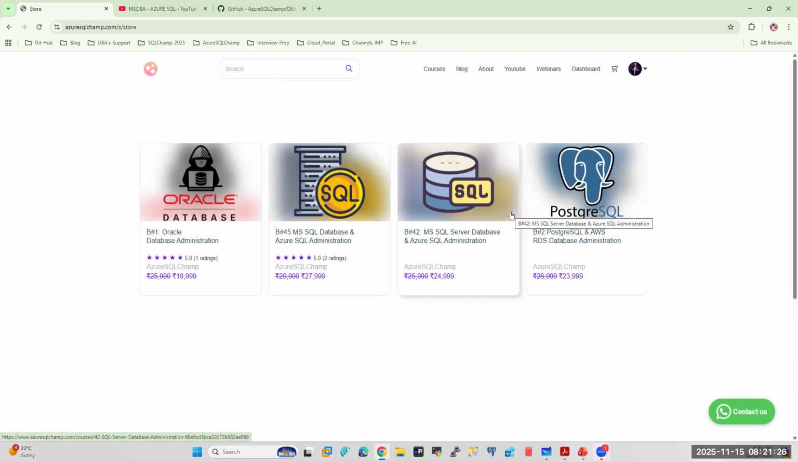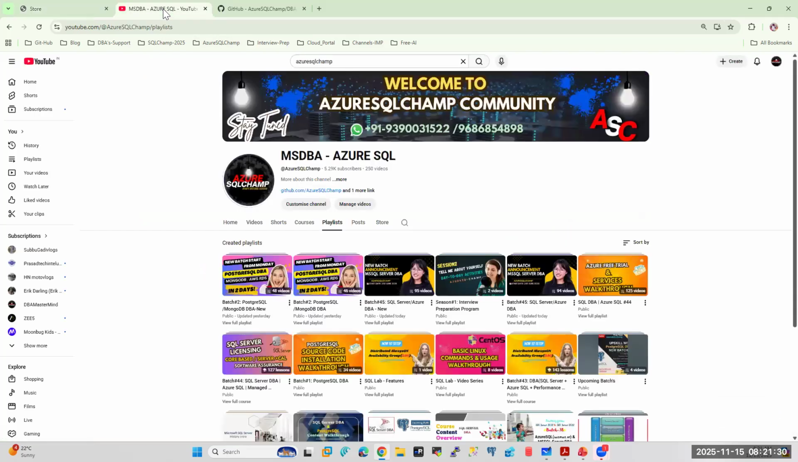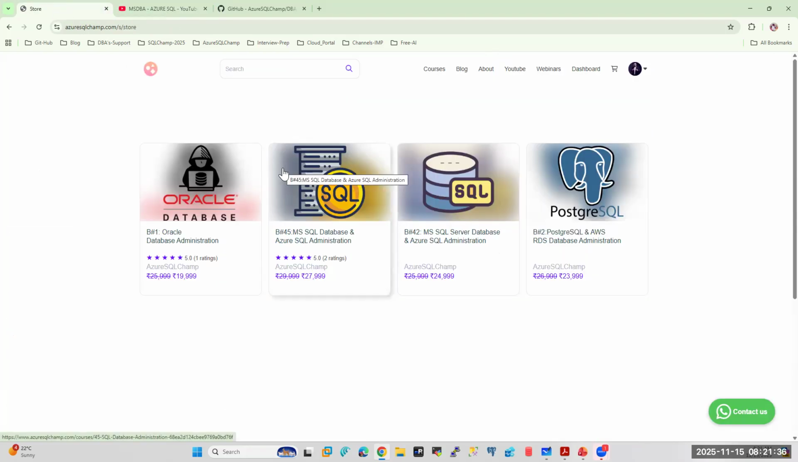The reason we are moving to the portal is the issue with granting permission over YouTube. From 2024 onwards, we are facing this challenge. We came up with a solution called the portal. We have completely purchased it. This is our own portal, not Subbu's portal or Sai's portal. This is our own portal.